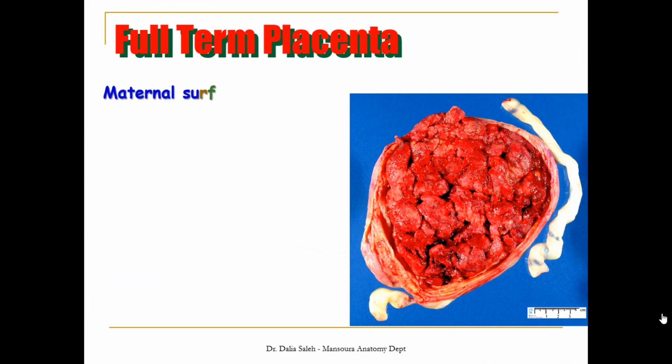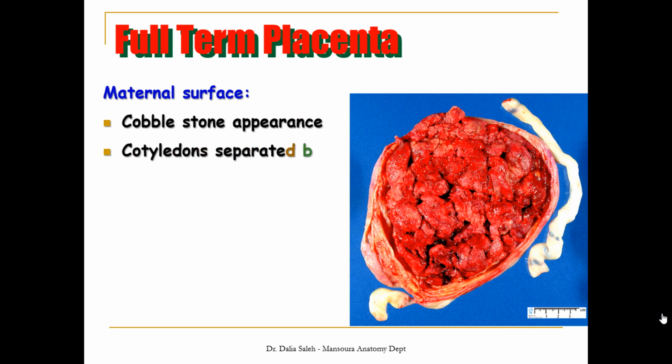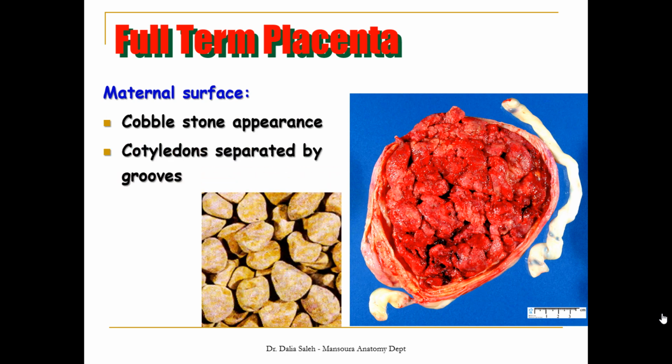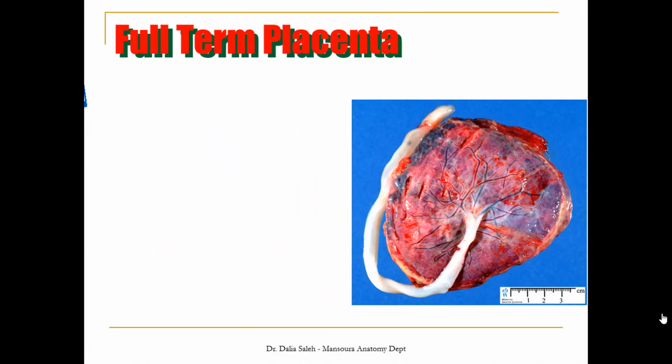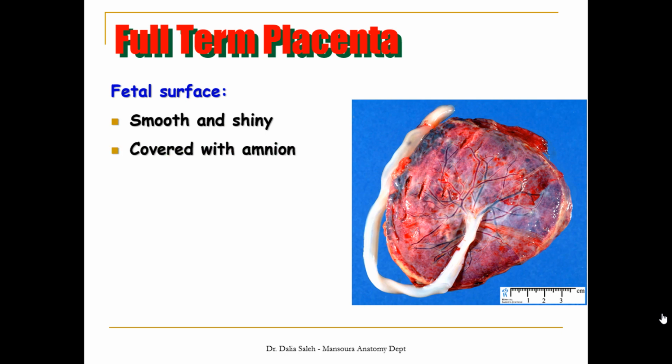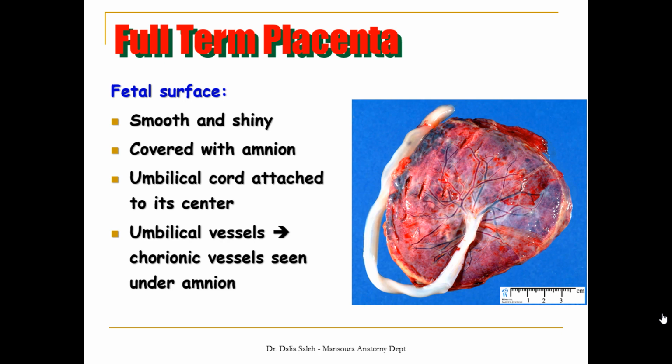This is the maternal surface. It has a cobblestone appearance because of the shape of the cotyledons that are separated from each other by grooves, while this is the fetal surface of the placenta. It is smooth and shiny, covered with amnion, and you can see the umbilical cord attached to its center. Also, you can see the umbilical vessels and the chorionic vessels clearly seen under this thin amniotic membrane.